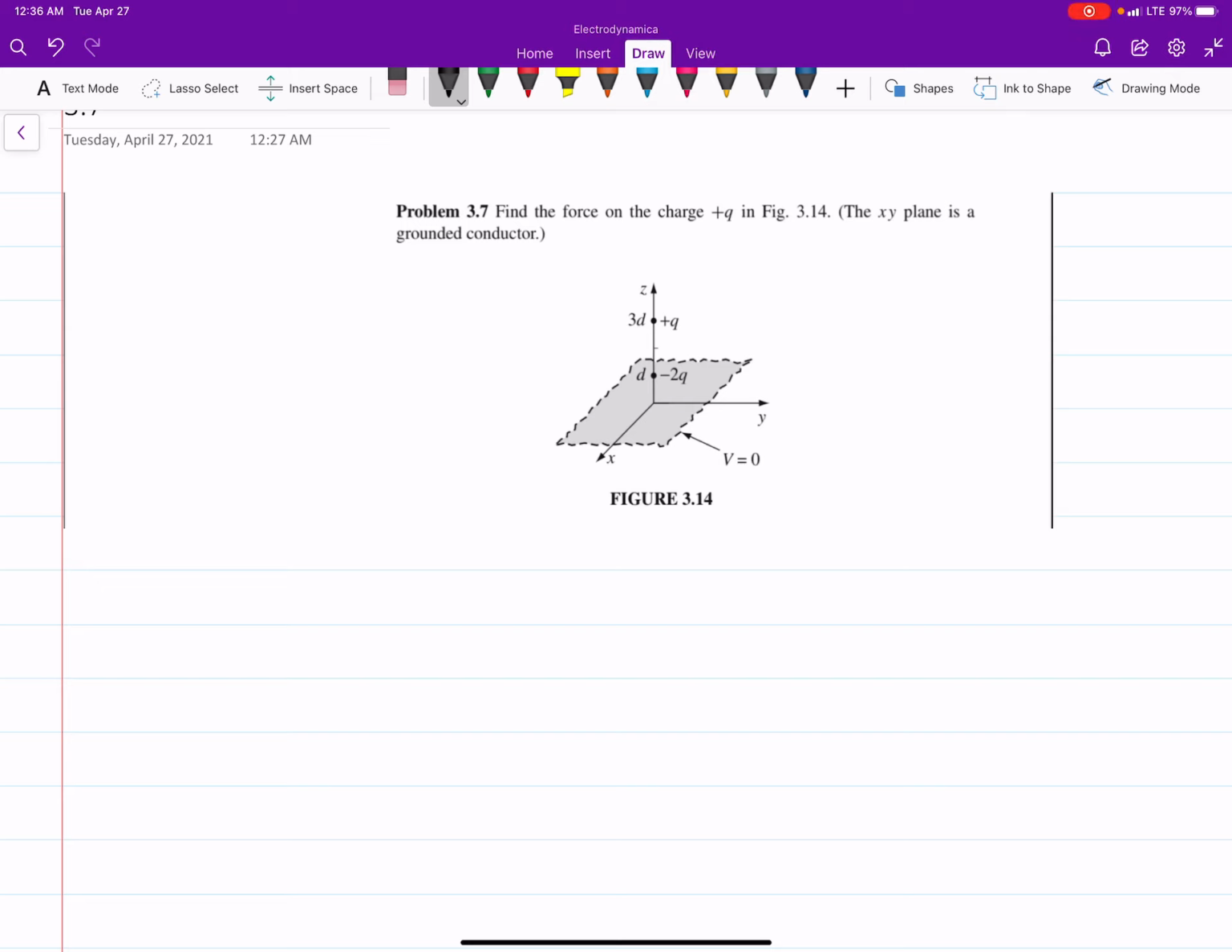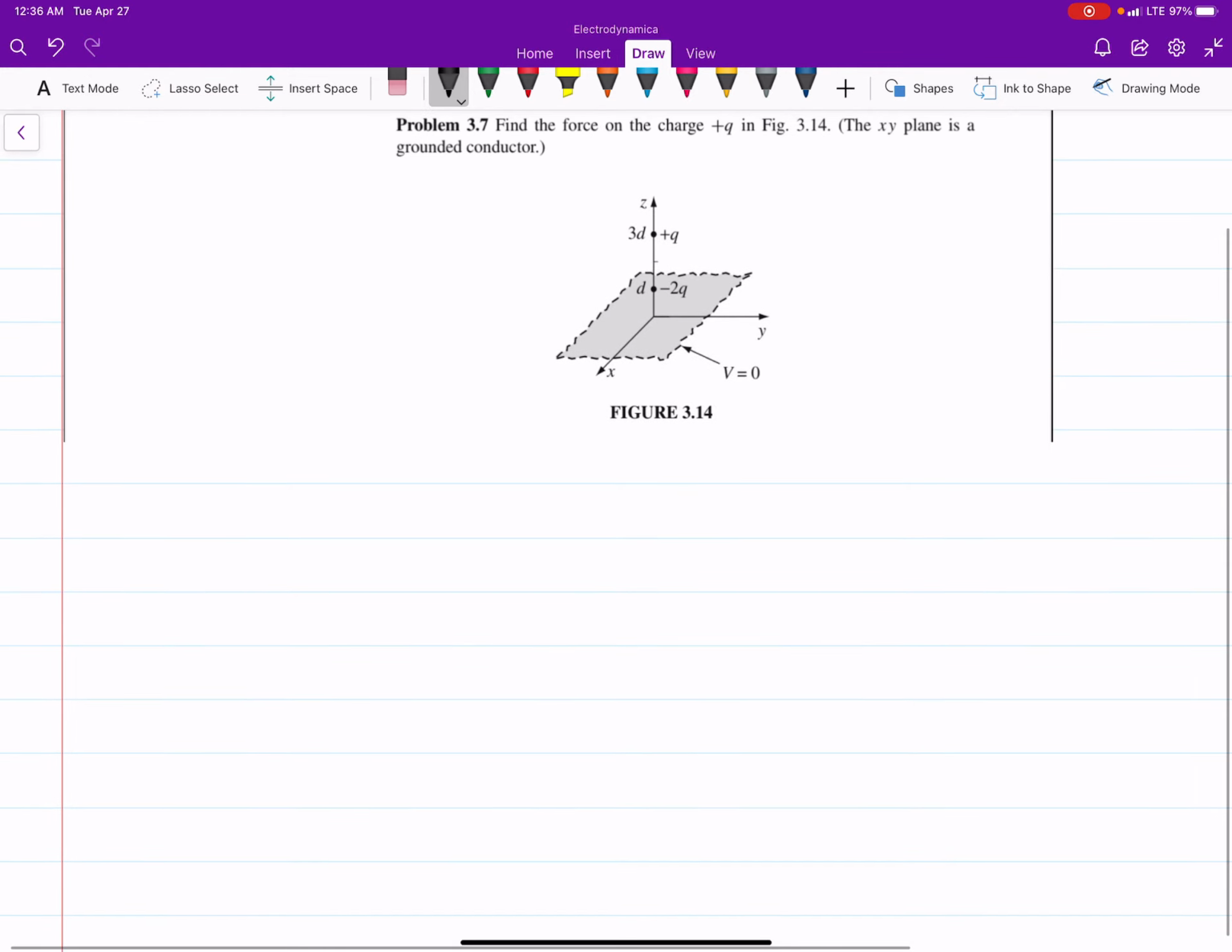So this is problem 3.7 out of Griffiths, and it wants us to find the force on the charge plus Q in this figure, where the XY plane is a grounded conductor. To do this, we're going to take advantage of the method of imaging. It's kind of hard to see from the picture, but I'm going to draw it to the best of my ability.